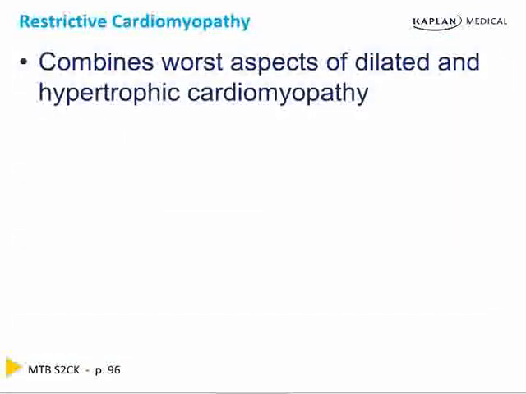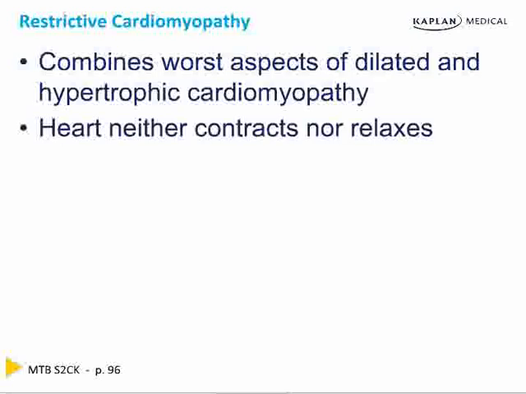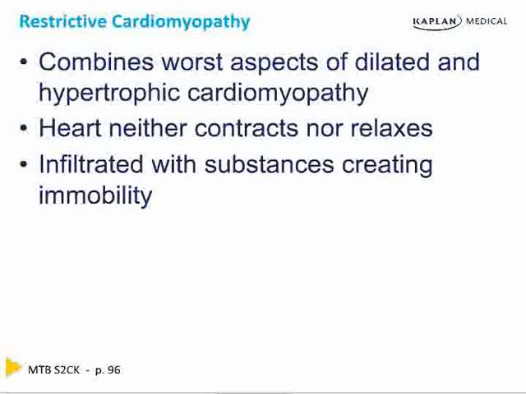Wow, at least I'm glad I don't have a restrictive cardiomyopathy because it's got the worst aspects of dilated and hypertrophic. A dilated cardiomyopathy may not be able to contract, but at least dilated can relax, but restrictive can't. Hypertrophic cardiomyopathy may not be able to relax, but at least it can contract. But restrictive doesn't. Restrictive cardiomyopathy neither contracts nor relaxes. It's just immobile because of infiltrating substances, making it just freeze.